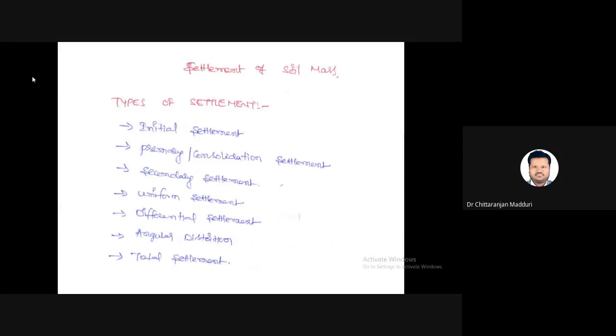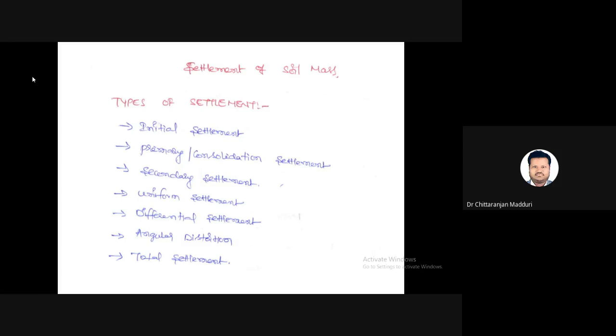Angular distortion means the vertical displacement of the structure with respect to the vertical axis. It is also known as tilting of the structure. Generally the structure should be straight, but due to some changes in the soil particles and changes in the subsoil profile, there may be some tilting of the structure. This displacement of the structure with respect to the vertical axis is known as angular distortion.